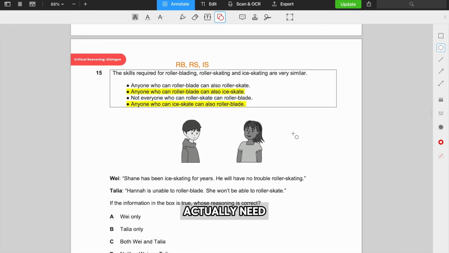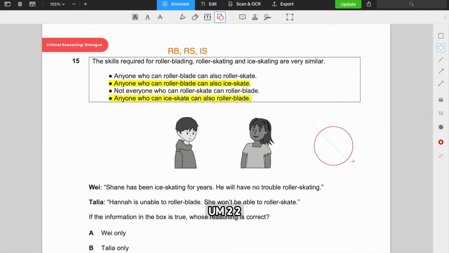So we only actually need two circles. So the first circle would be those who can rollerblade and ice skate. Does that make sense?